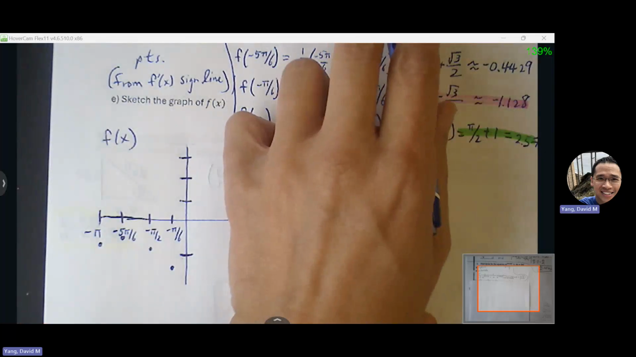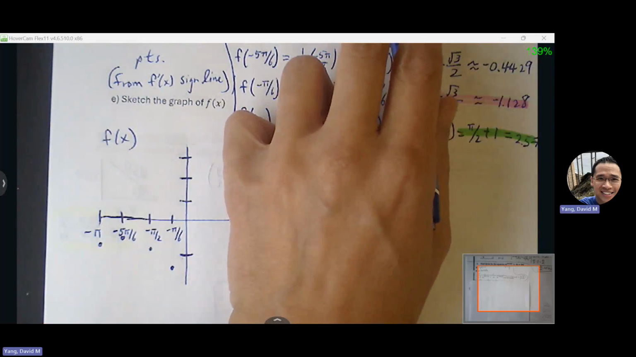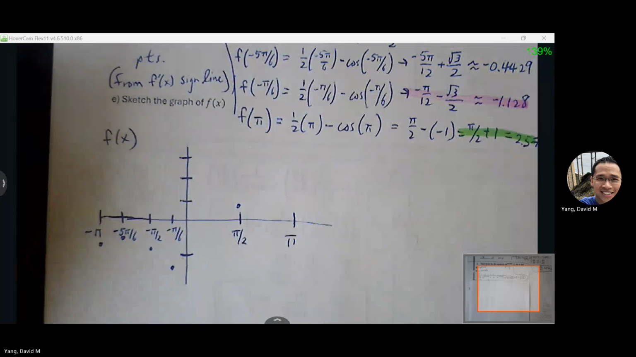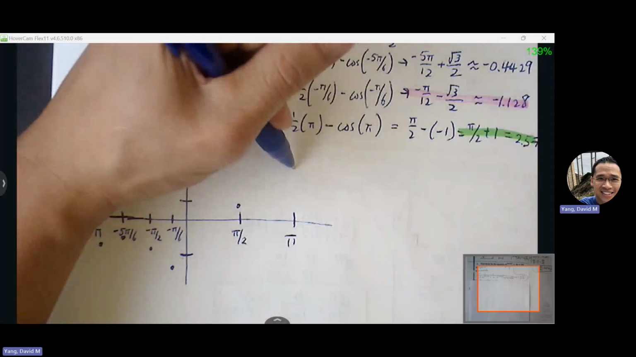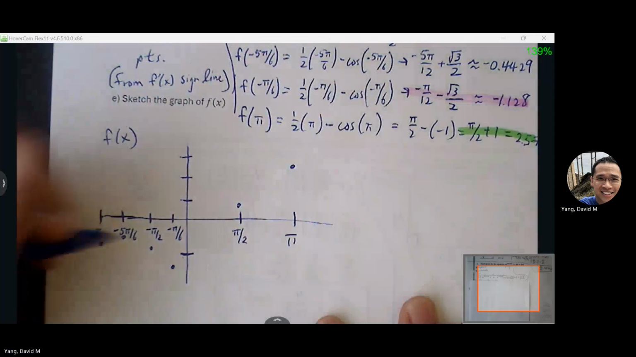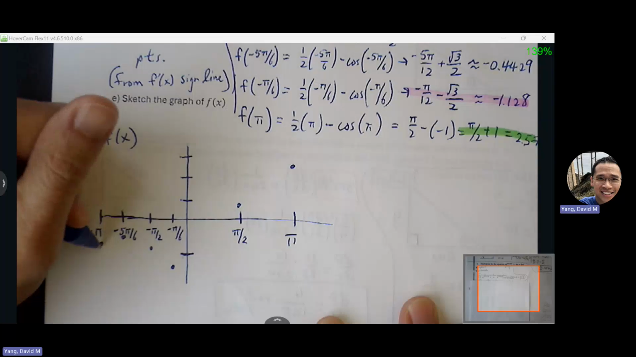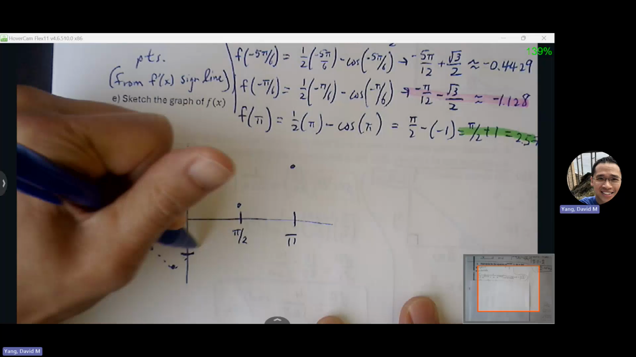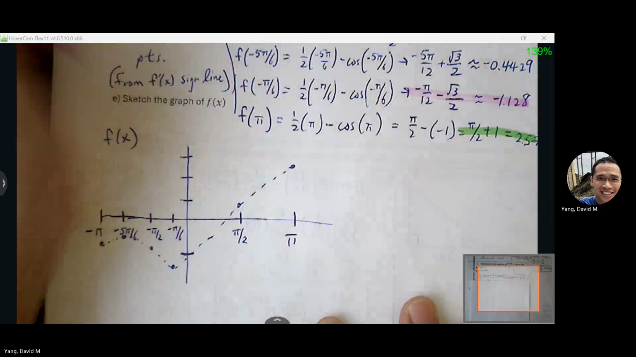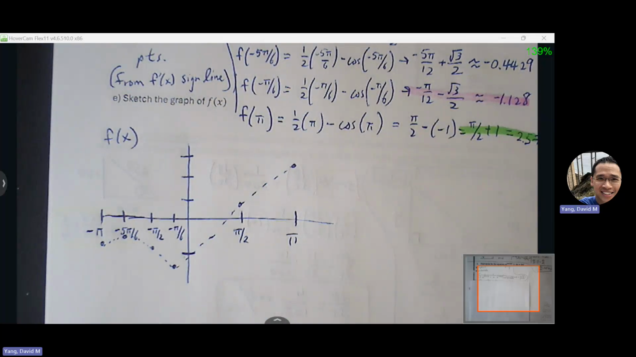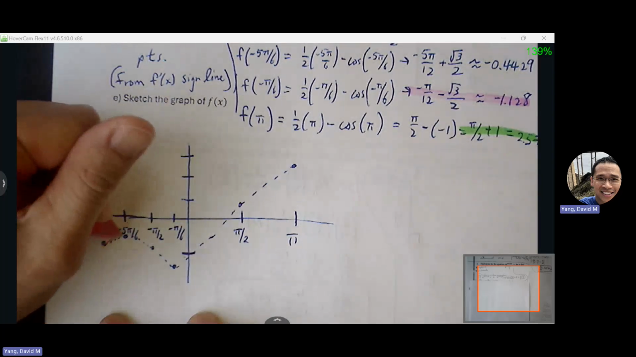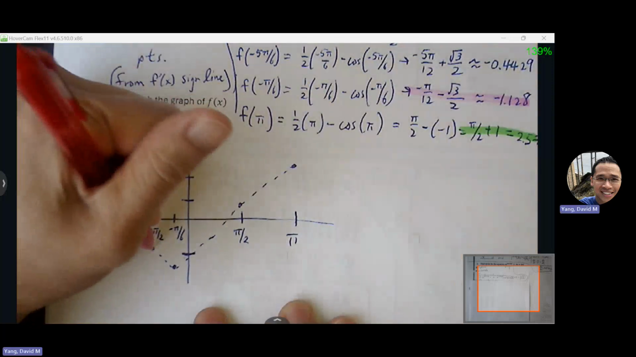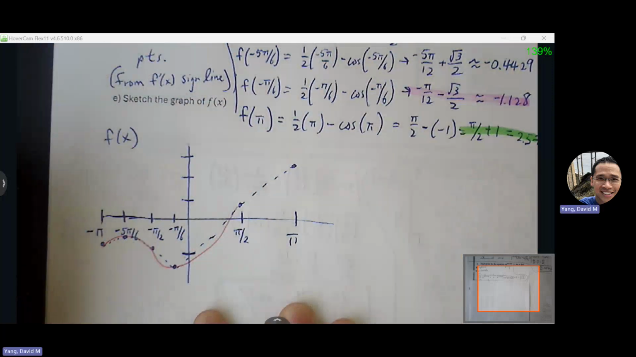Pi over 2, if I go to my points of inflection, that's going to be at pi over 4, which is around 0.75. And then at pi, 2.57. If I follow my slope sign line, I want my graph to increase, decrease, and then increase again. If I follow my concavity sign line, up until negative pi over 2 is concave down. Between negative pi over 2 and pi over 2, concave up. And then to the right of pi over 2, concave down.